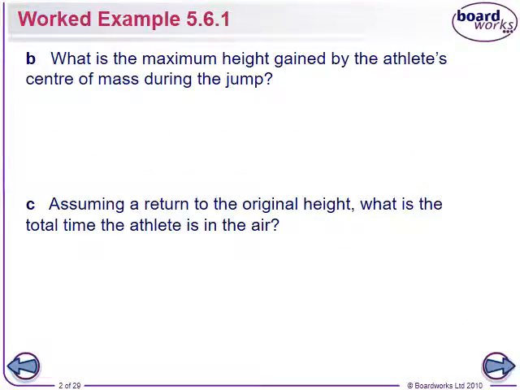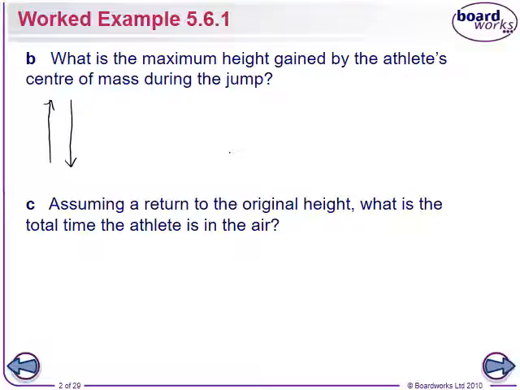Okay, so the next one, part B. What is the maximum height gained by the athlete's center of mass during the jump? Now, if the athlete is moving at a constant velocity horizontally, that means if you only consider their vertical velocity, they are going to move up to their peak, then they are going to move back down to where they land. Okay, they'll be moving horizontally during this time as well, but if you only consider the vertical velocity, that's what's going to happen. Okay, so to find the maximum height, what's our vertical velocity at that point?